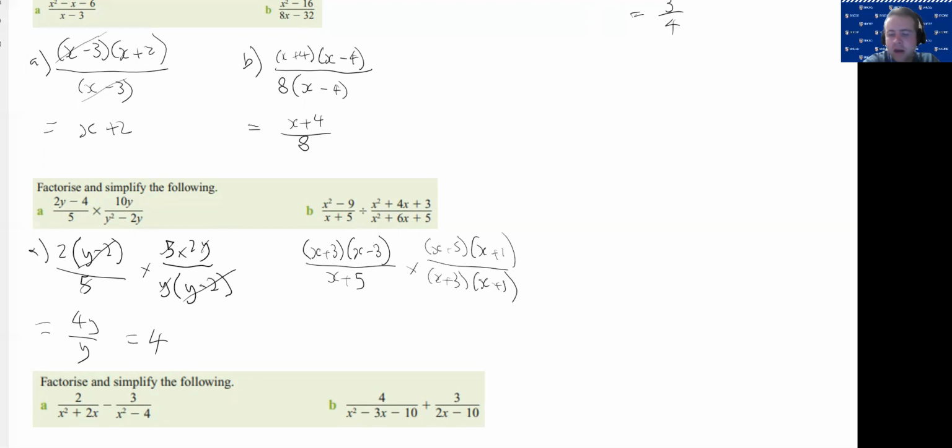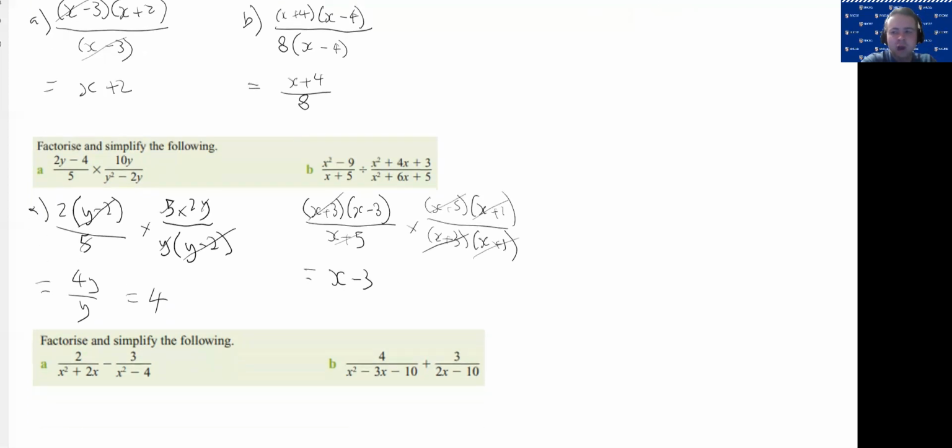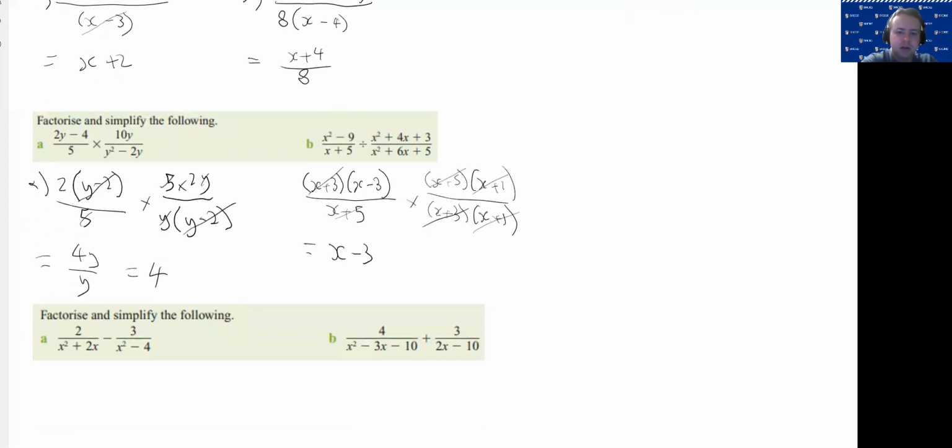Okay, so now I've made it a multiplying question. I've got to look for common factors. I've got an x plus 3 and an x plus 3. I've got an x plus 5 and an x plus 5. I've got an x plus 1 and an x plus 1. All that I'm left with is an x minus 3 on top. Now, if you're left with the only factor being on the bottom, remember it becomes 1 on that factor. So just be careful of that. But in this case, the factor was on the top, so it just becomes x minus 3 over 1, which is just x minus 3.